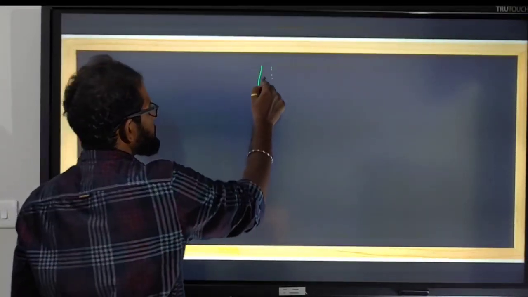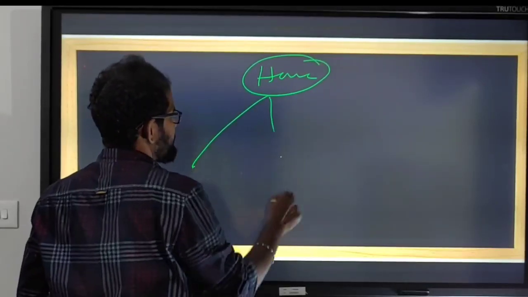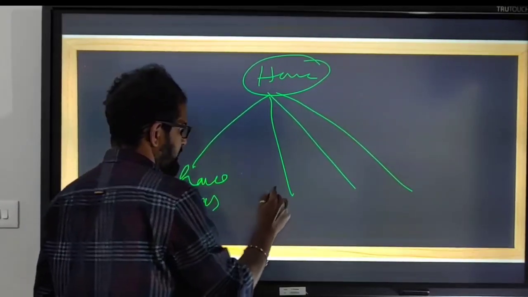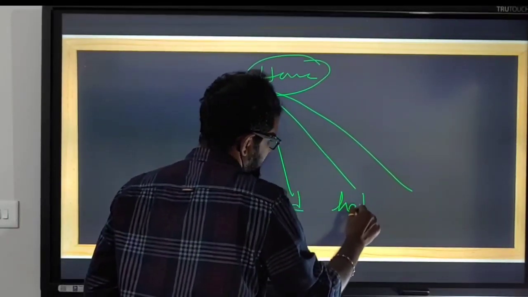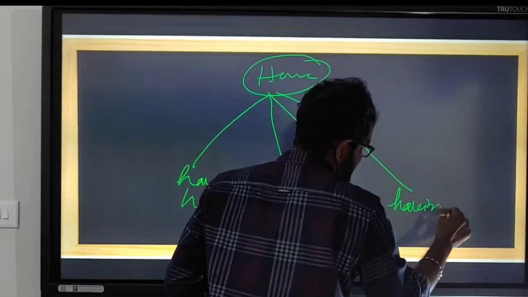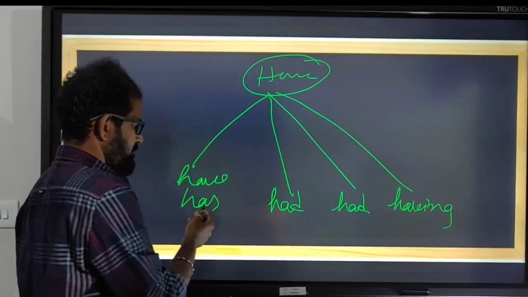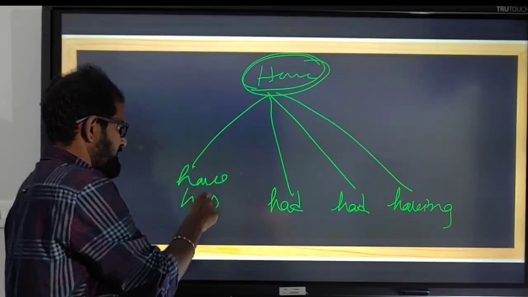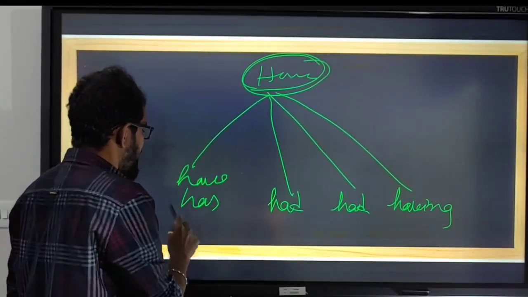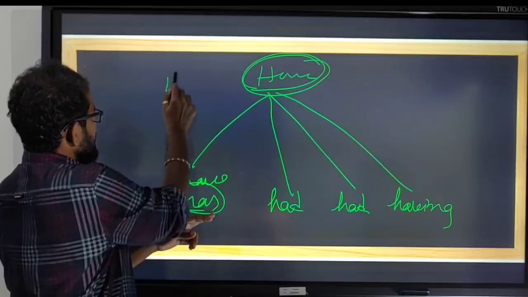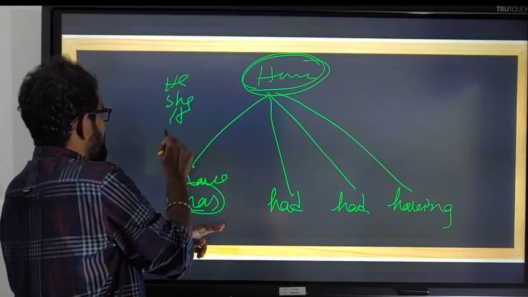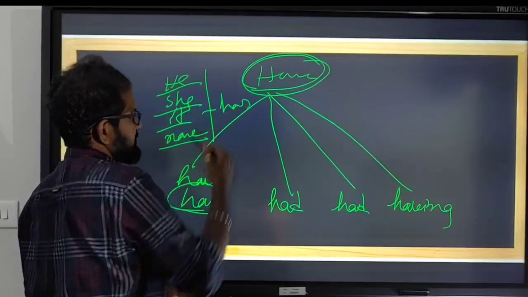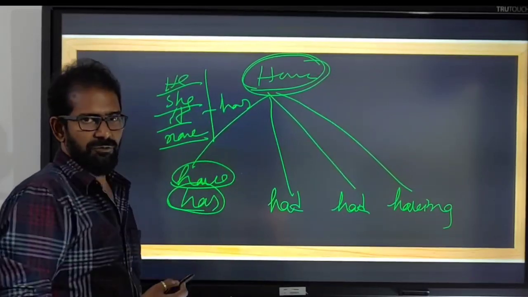Let's take have. Have, has, had, having. Have is the base form and it has two present forms, have and has. Has is used with third person singular. What are the third person singulars? We say he, she, it or any name, then we use has. And for the remaining persons, we use have.